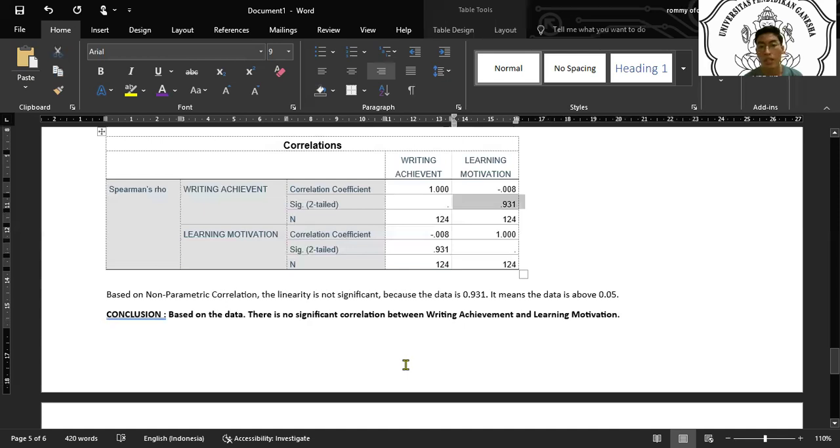The conclusion: based on the data, there is no significant correlation between writing achievement and learning motivation.